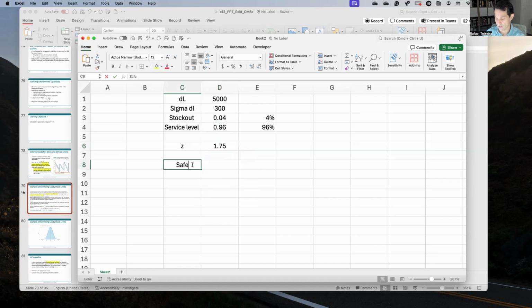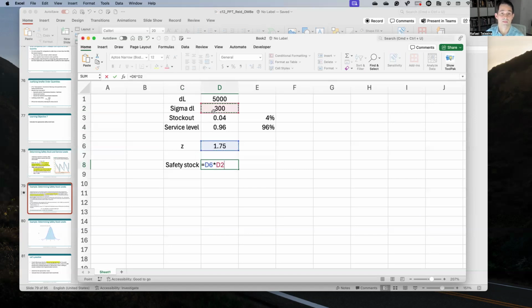So my safety stock, now I have the Z, I have the sigma, the standard deviation during the lead time. So my safety stock is going to be 1.75 times the sigma, or the standard deviation during the lead time, which is 525 bottles of beer. Okay, so that's how much I have to carry as safety stock. This is how many beers.